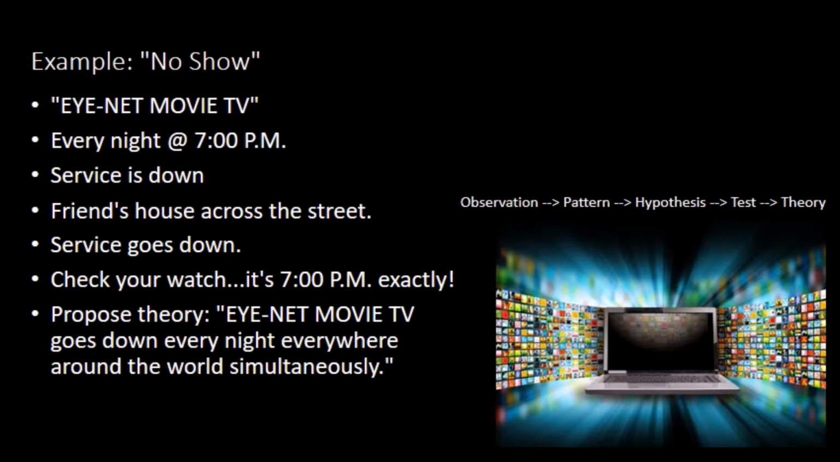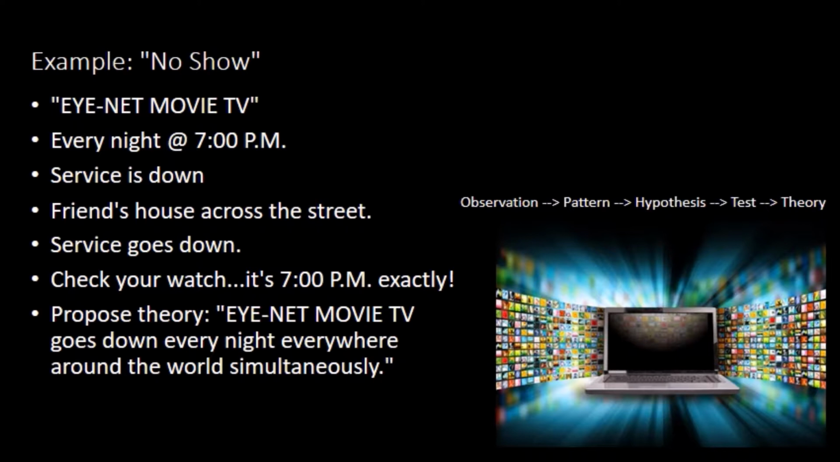You think to yourself, okay, every night, 7 o'clock at my house, iNet Movie TV goes down. I'm over at my friend's house. I bet you it's 7 o'clock. You take a look at your watch, and you find out it is exactly 7 p.m. You propose the theory that iNet Movie TV goes down everywhere at the same time, every night.